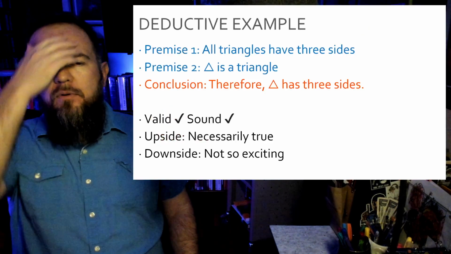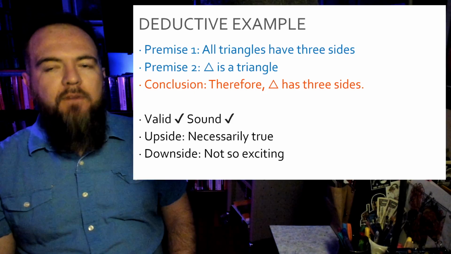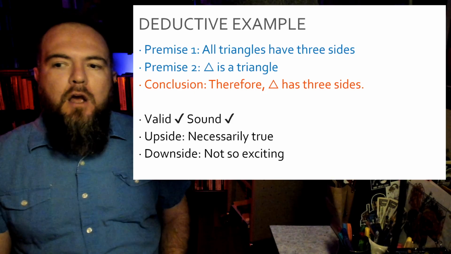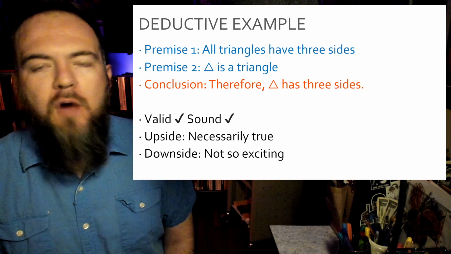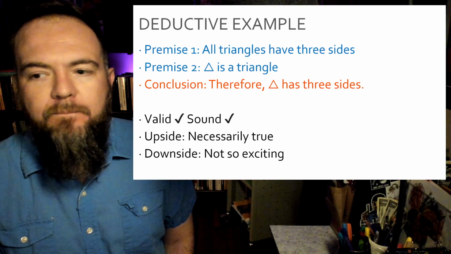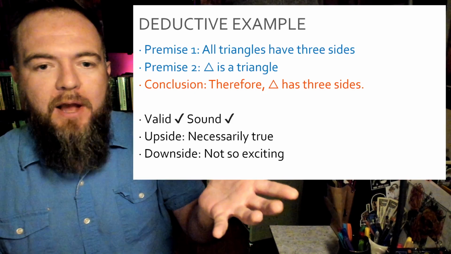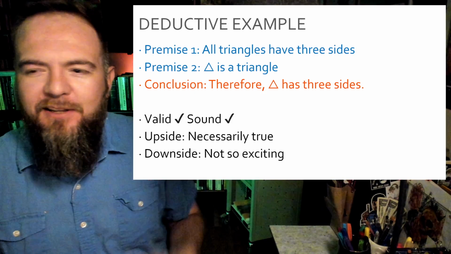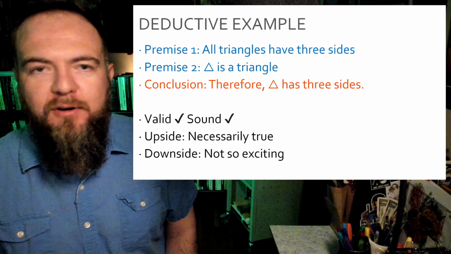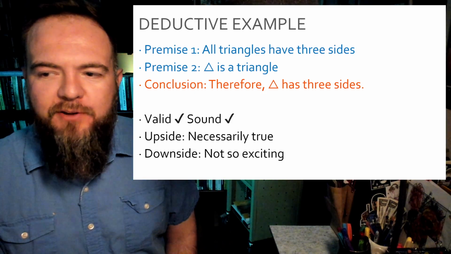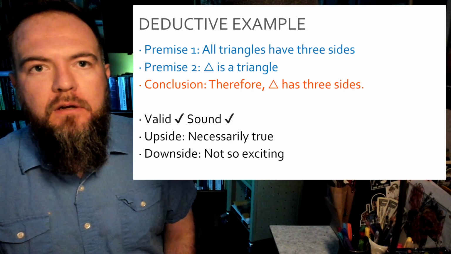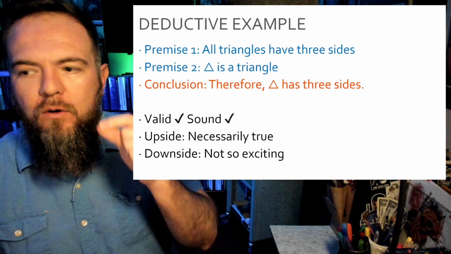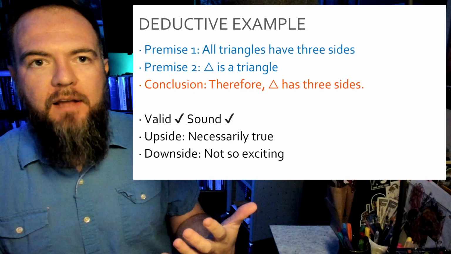So here's an example. It's a pretty simple deductive argument. Again, I'm using geometry because I think it's the easiest. Premise one is something like all triangles have 3 sides. And then we have a triangle. We could name it. Let's say the name is Walter. Walter is a triangle. The conclusion from premise 1 and premise 2 is then that Walter has 3 sides.